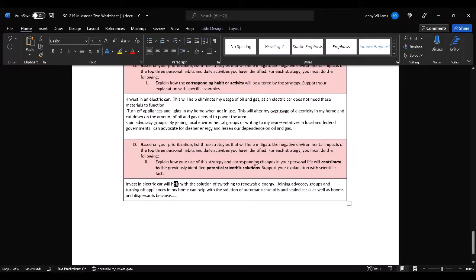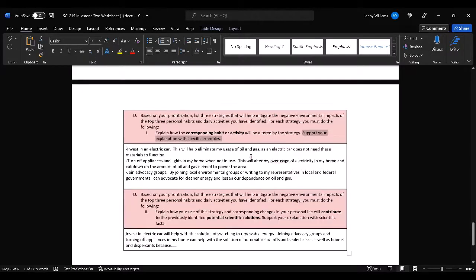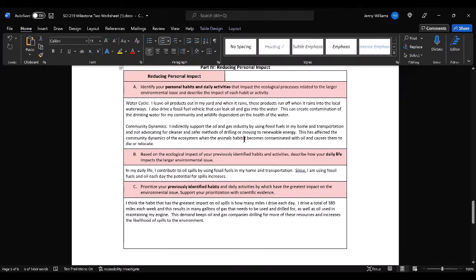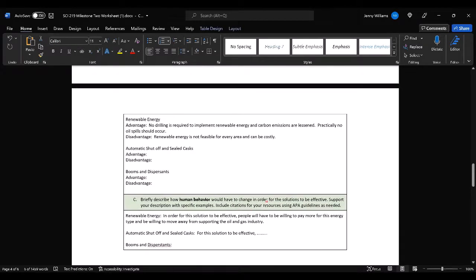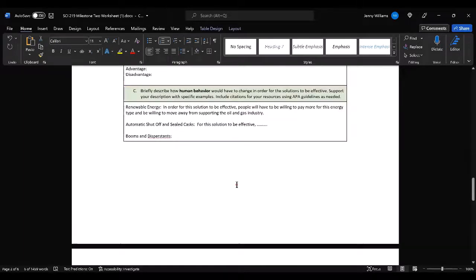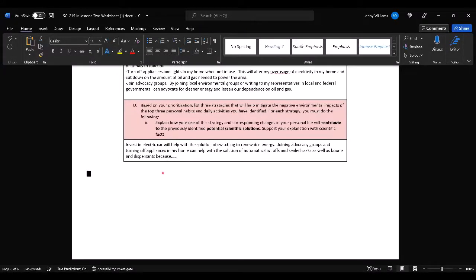Okay, so anytime, like I said before, anytime you see this, support your explanation with specific scientific examples or scientific facts. That's asking for references. So you can see right here that almost every box is asking you to support your answers with references using APA citation. Okay, so make sure you don't forget that. And like I said, you can either put it in the boxes themselves, or you can just have a nice little reference list at the bottom. It's really up to you and what you prefer.